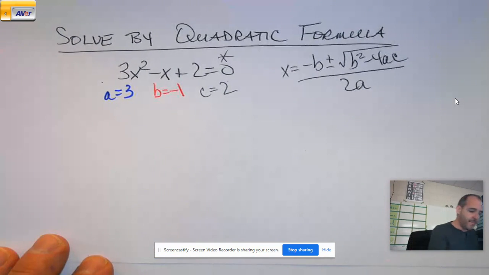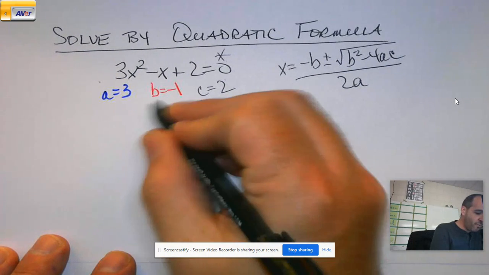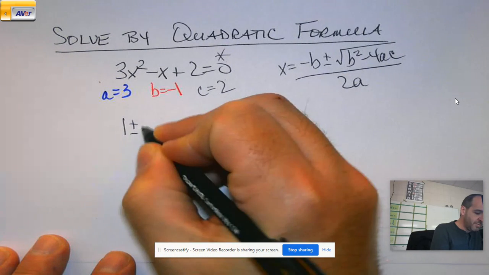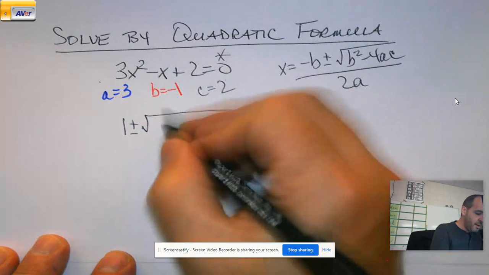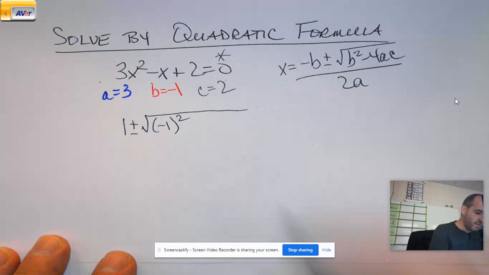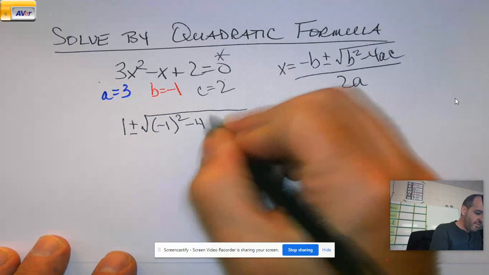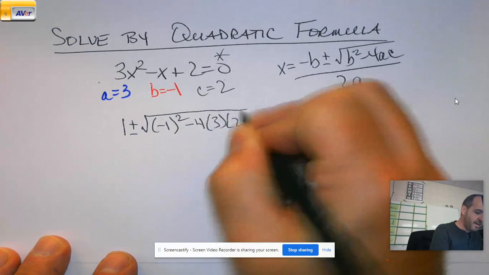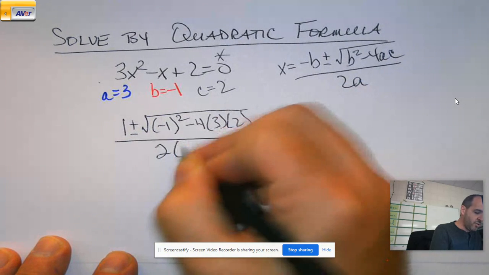But once we have that set, so the opposite of negative 1 is 1, plus or minus the square root of b squared, always use parentheses when you're using exponents, minus 4ac all over 2a.